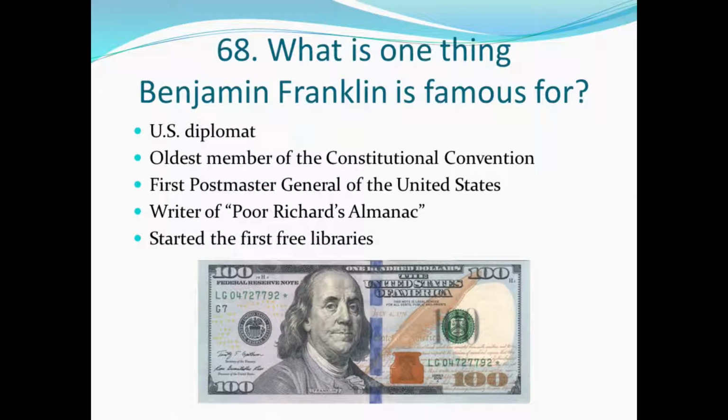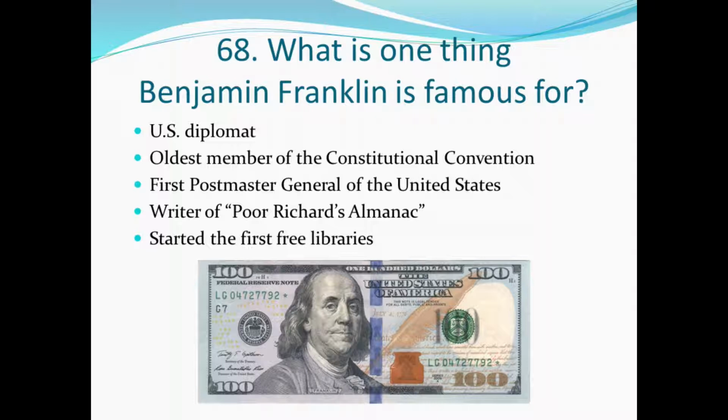Okay. 68. What is one thing Benjamin Franklin is famous for? There are several answers you can give beyond what's listed here. However, I would suggest that you stick to one of these answers. They're a lot simpler and easier to remember than other things you can look up about Ben Franklin. So the first one was, Ben Franklin was a U.S. diplomat. He was the oldest member of the Constitutional Convention.